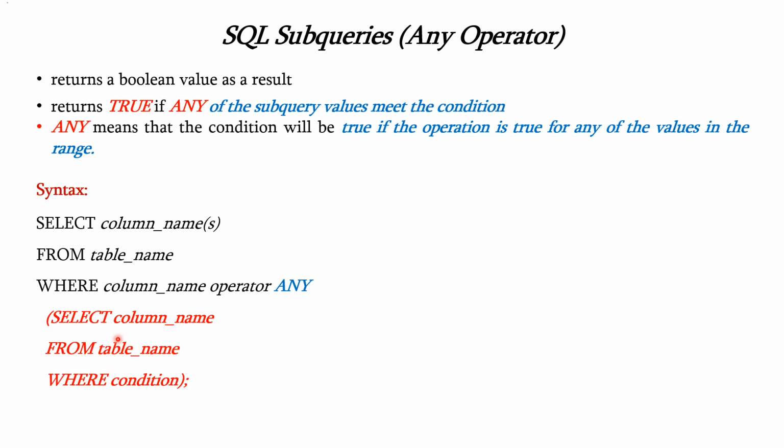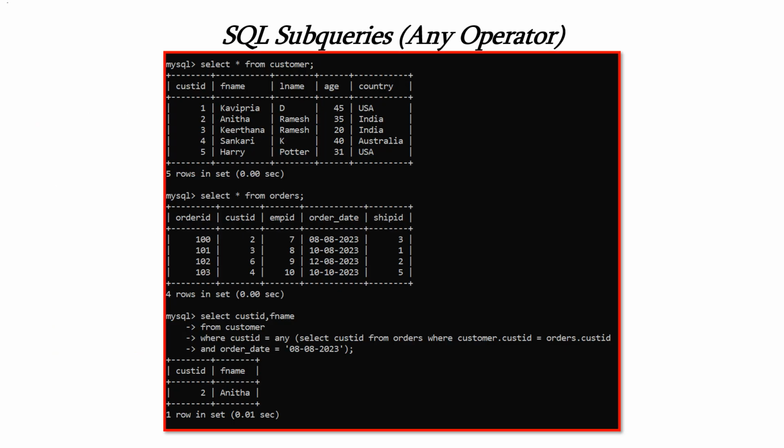So select column name from table name where condition. So if any of these column names satisfies the condition in the subquery, then that result will be returned as the output. So we have two tables here again, customer and orders, as in the previous slide.